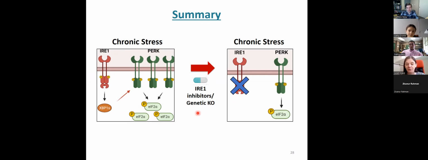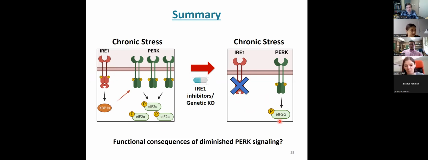When we use IRE1 inhibitors, we prevent RNase activity. So this prevents this upregulation in PERK, leading to reduced PERK expression and reduced downstream signaling. Our next question is, what are the functional consequences of this? Due to time limitations today, I'm not going to get into the data we have on that, but I will say that it does appear that there may be an impact on cell death kinetics.